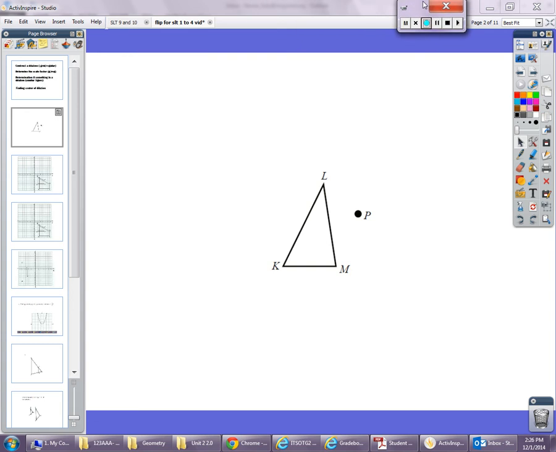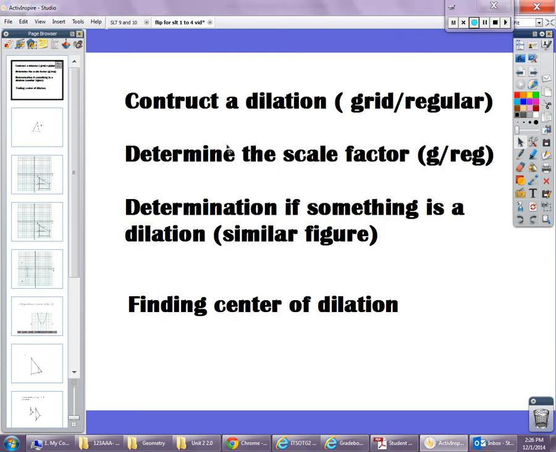This is a review of the SLTs 1 through 4. Just a reminder, there's basically 4 specific things that you need to do from SLT 1 to 4. You need to be able to construct a dilation, do it on a grid, and also just on a regular piece of paper without being on a coordinate grid.